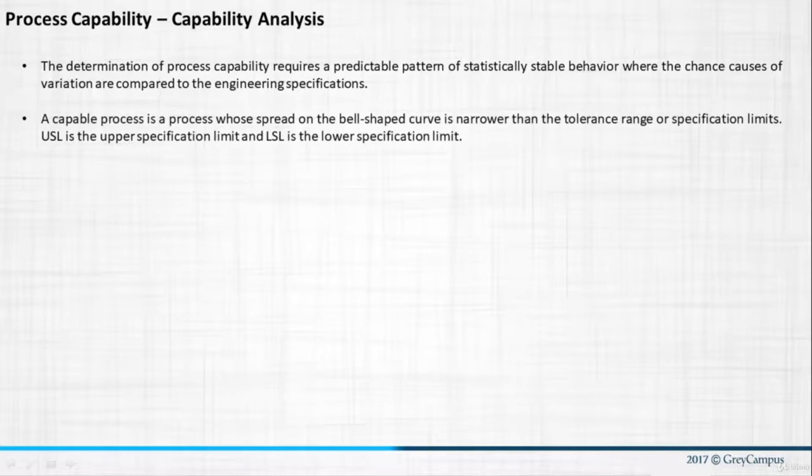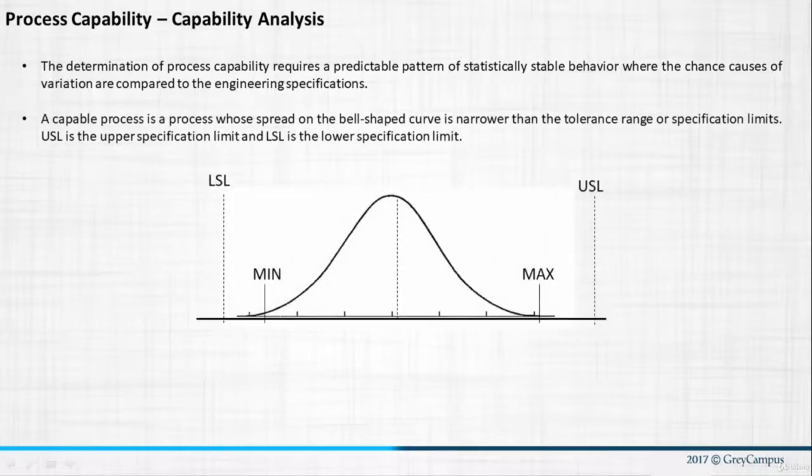Process capability uses specification limits defined by the customer. There is an upper specification limit and a lower specification limit.